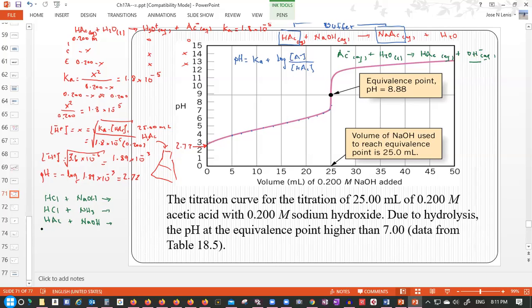Or you can have a titration of weak acid against a weak base. This titration will produce a neutral salt. So at the equivalent point, the pH is going to be 7. On this one, also will form a buffer during this transition of neutralization. And at the equivalent point, the pH will be acidic. So the pH will be less than 7.